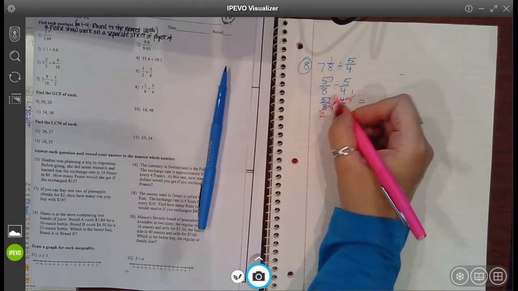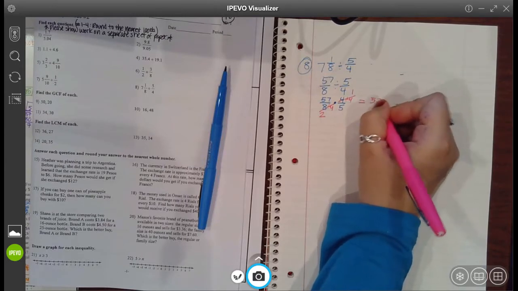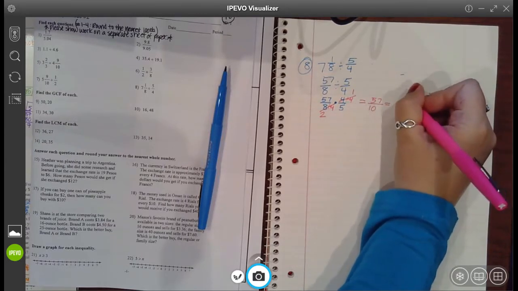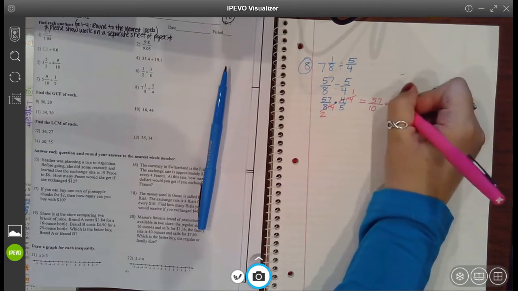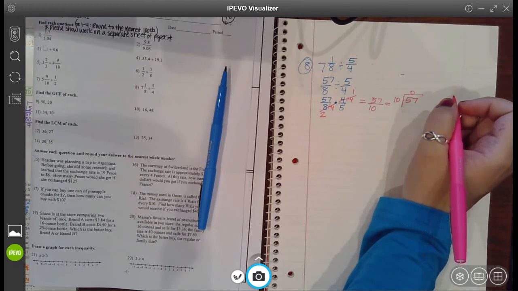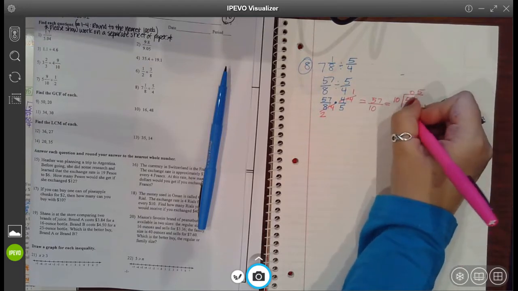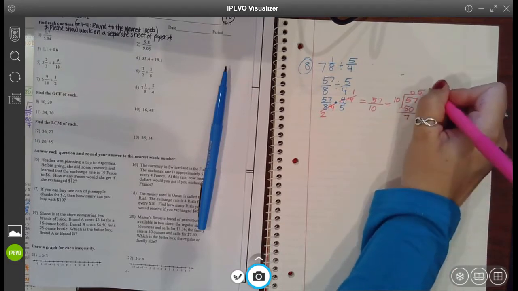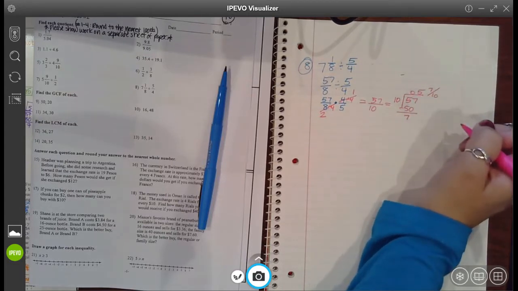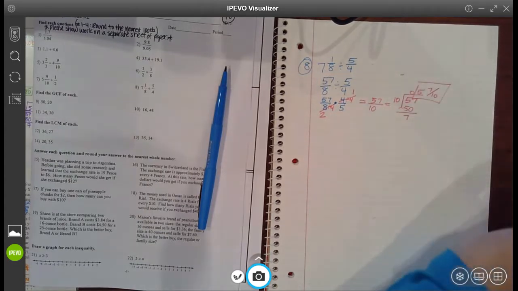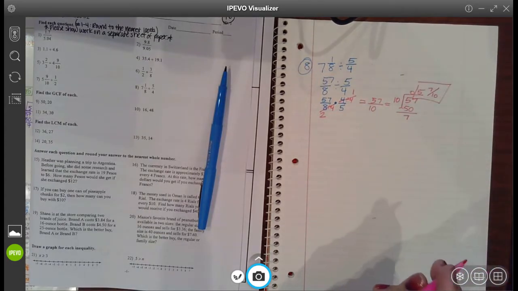Multiply across. 57 times 1 is 57, and 2 times 5 is 10. That's improper, so take the top, divide it by the bottom. 10 goes into 57 5 times. And when you subtract that, you get 7, so you put your remainder over what you divided by. So 57 over 10 is the same thing as 5 7/10.